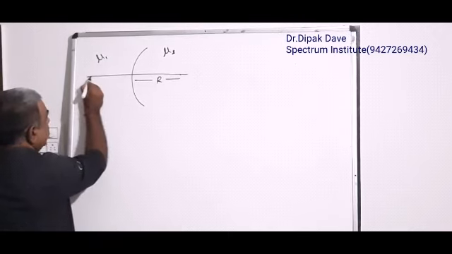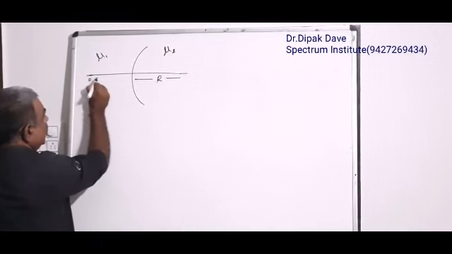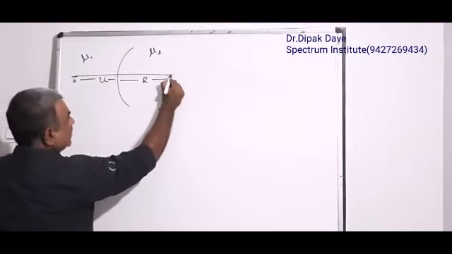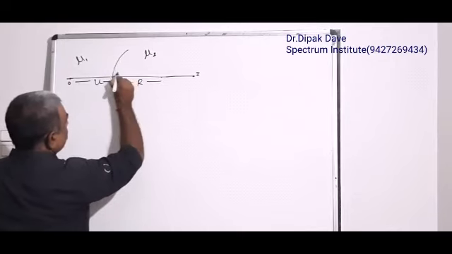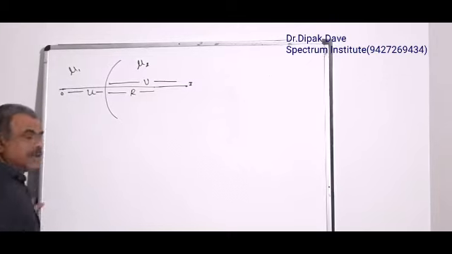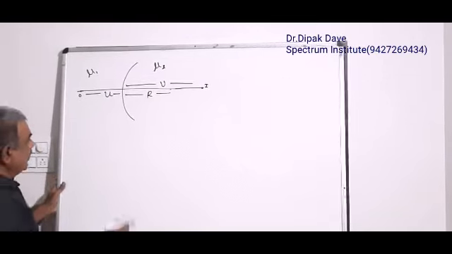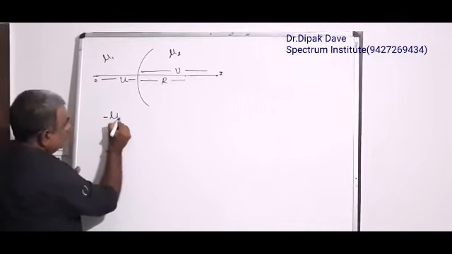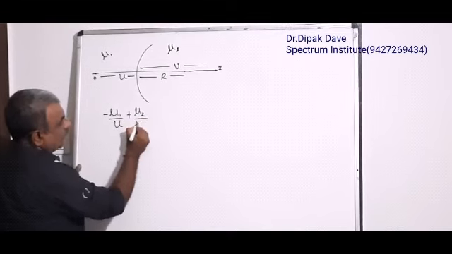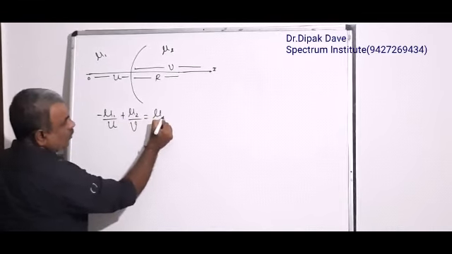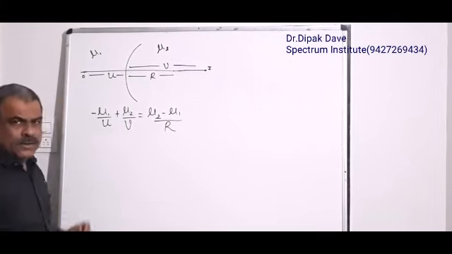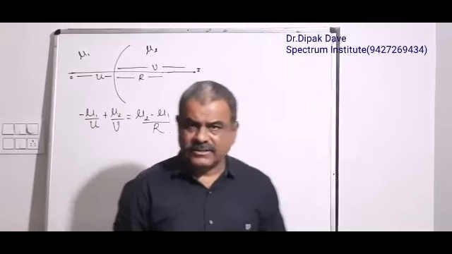A point-like object O is at distance u, and let's say its image is at distance v. Then what we derived in the last lecture is minus mu1 by u plus mu2 by v is equal to mu2 minus mu1 by R. This was the last concept we discussed.